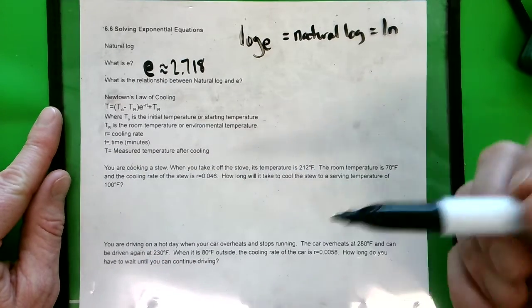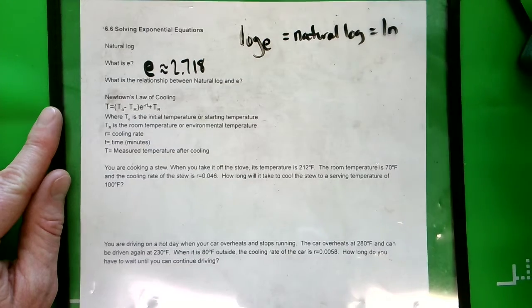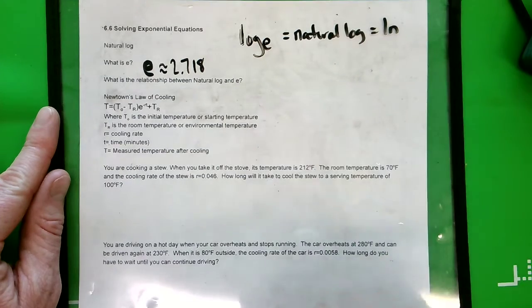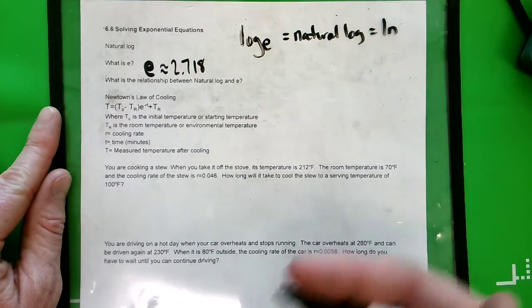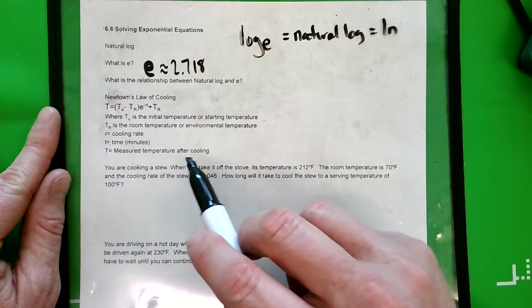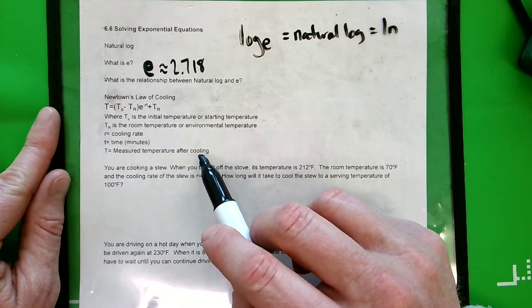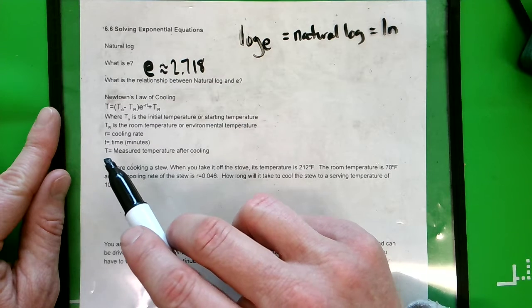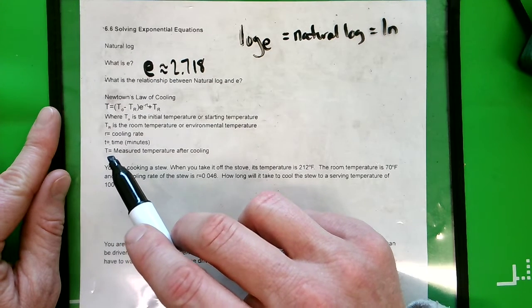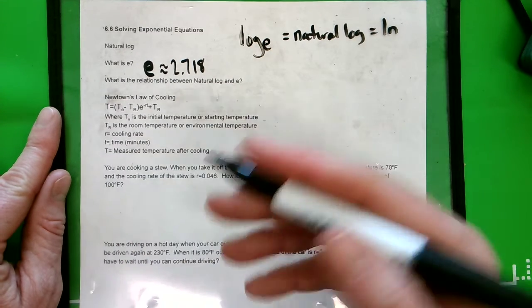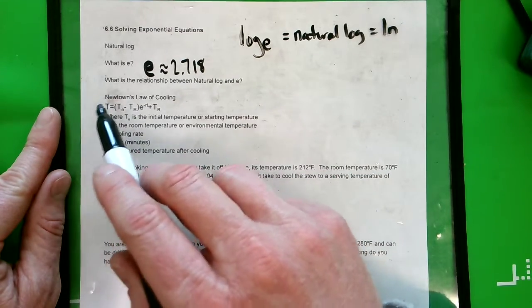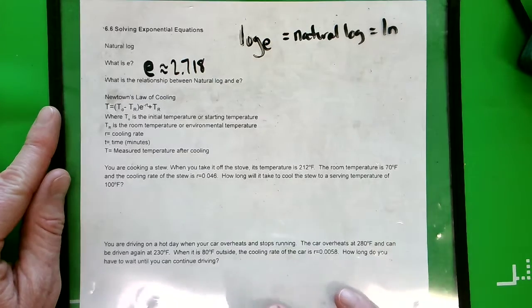So let's say we pulled something out of the oven, it's 350 degrees, maybe the room is 70 degrees. We measure the temperature 20 minutes later. That would be our measured temperature after cooling. Sometimes this is the temperature that we want it to be. Like let's say we want the temperature to be 200 degrees and we're trying to find out how long we have to wait. That's where that number would go. So let's look at the first example.